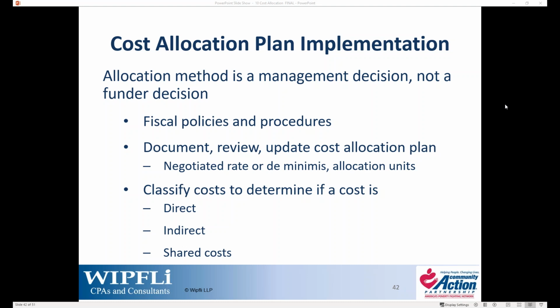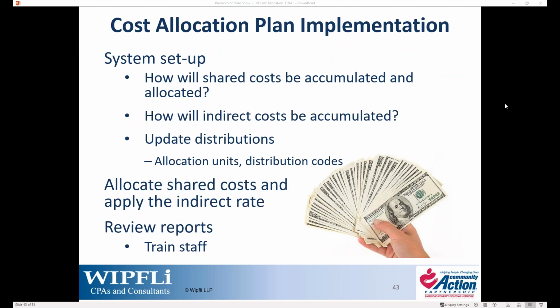And you need to classify costs. You have to determine if costs are direct or indirect or shared costs. So when you set up your system, you have to decide how these shared costs are going to be accumulated and allocated. Again, are they going to be done real time or month end? You're going to look at your indirect costs and see how those are accumulated. Is that done within your accounting system? Do you have a separate P&L for those indirect costs?